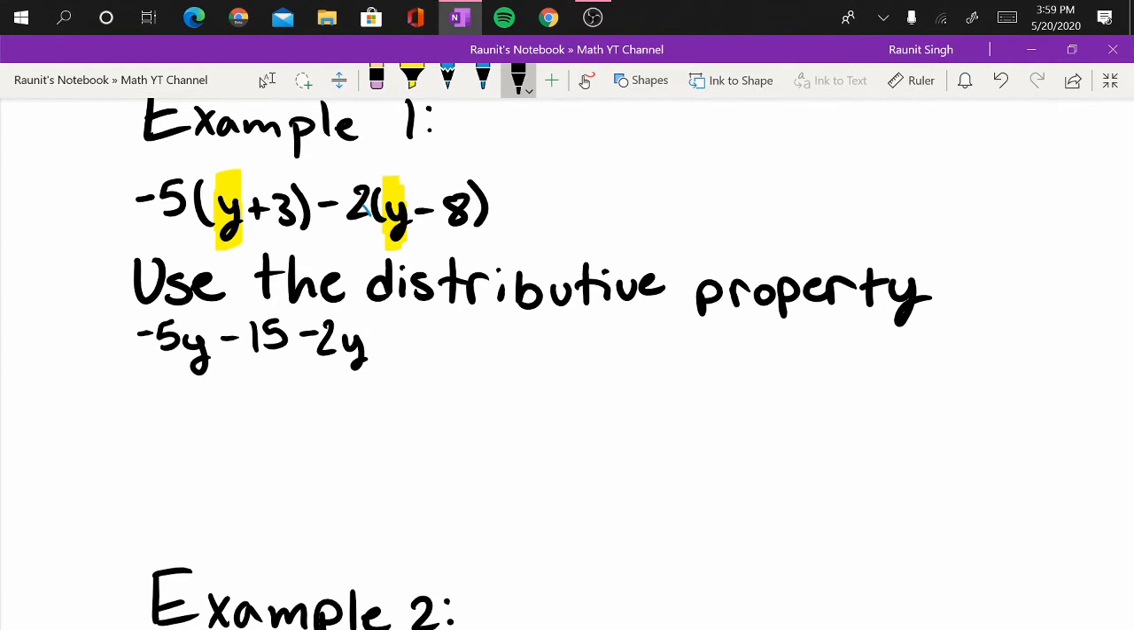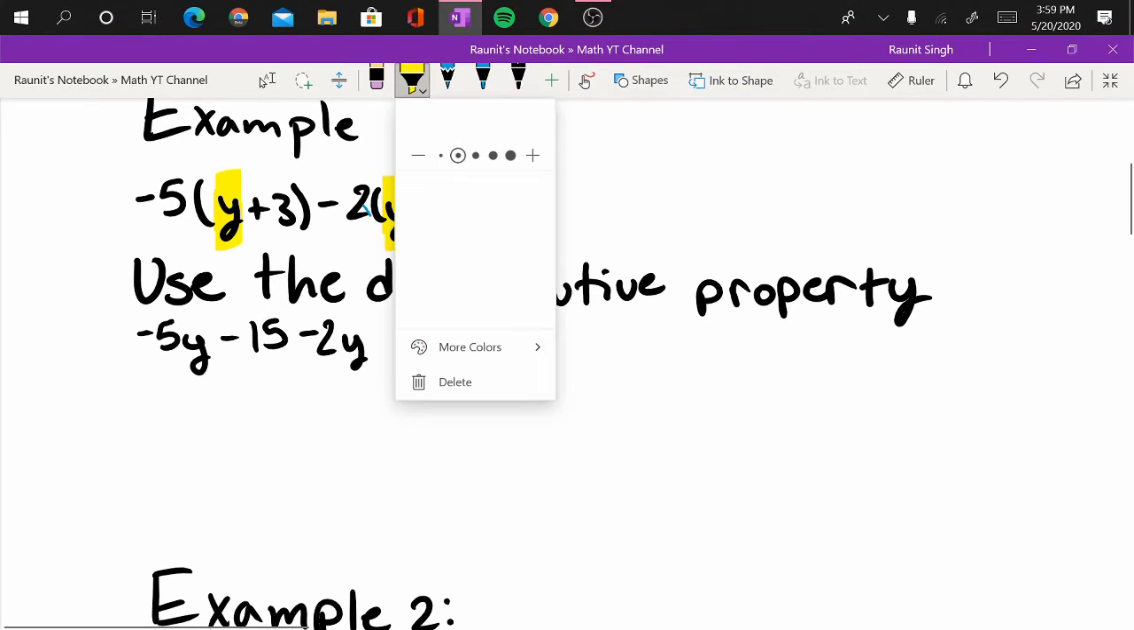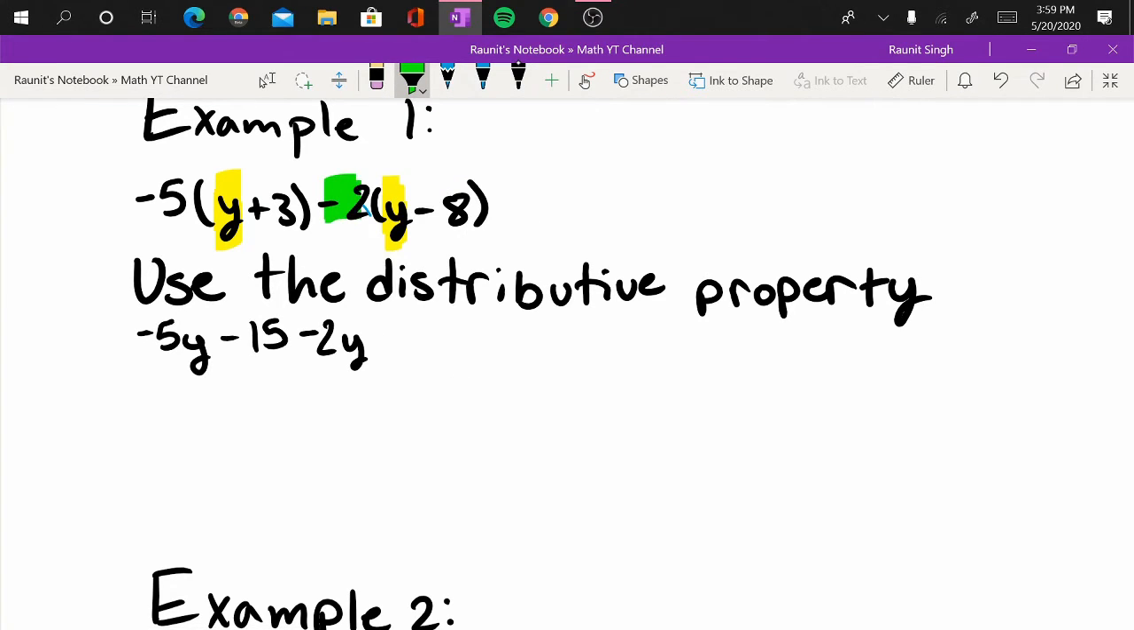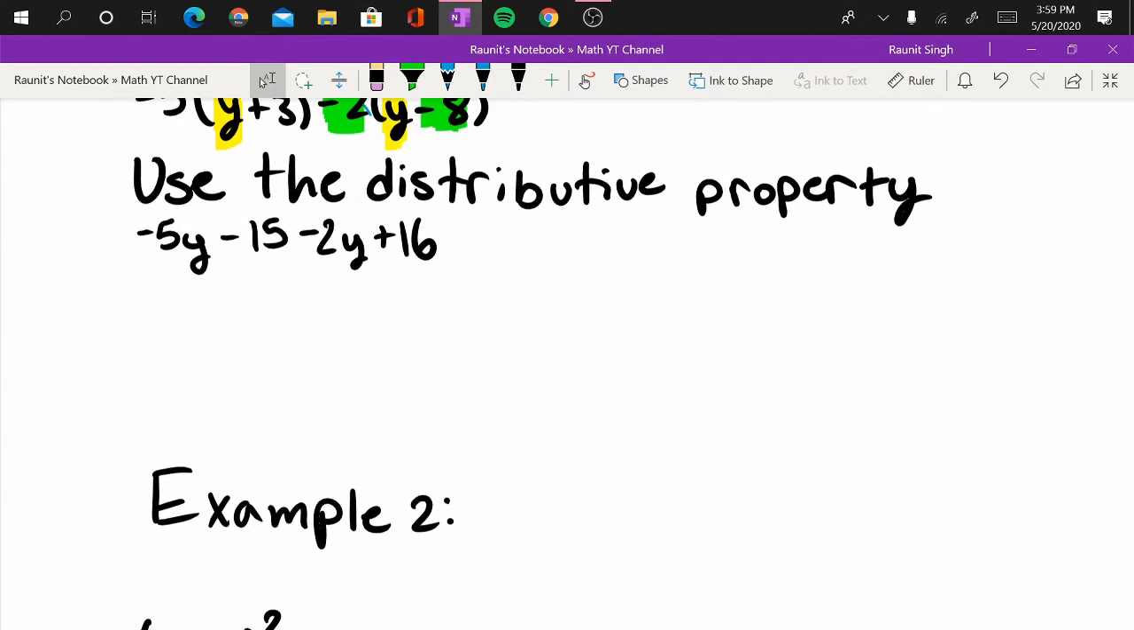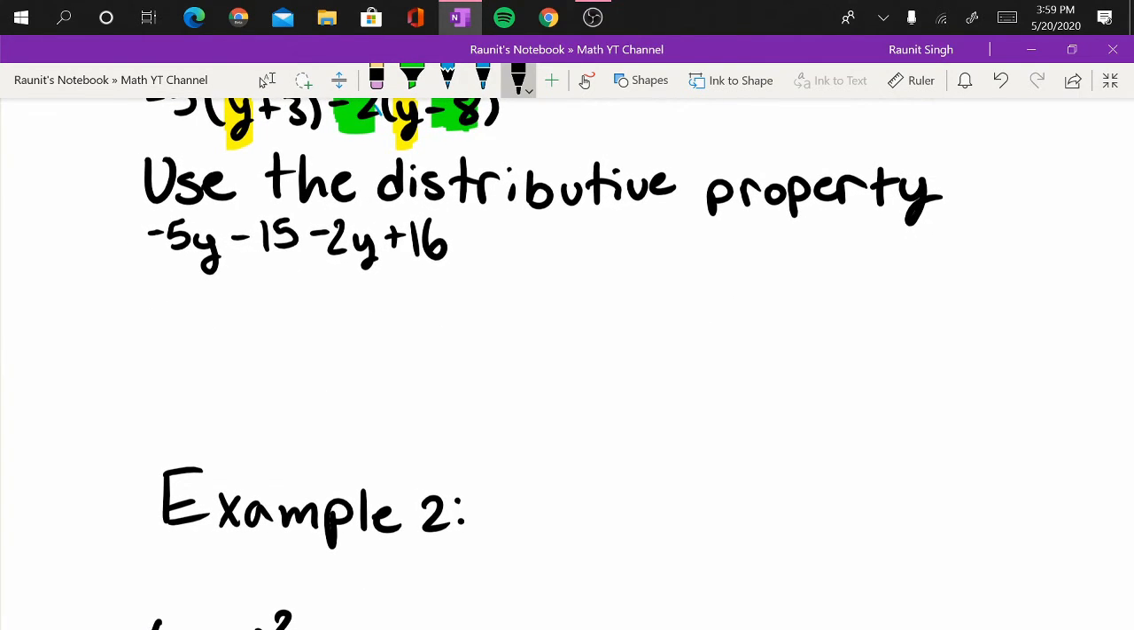And then over here we have a negative times a negative. Right here negative, and then right here negative. So that's going to result in a positive number, which will give you 16. So you're going to get positive 16. Now all we have to do is simplify the equation, and we get negative 5y minus 2y is equal to negative 7y, and then negative 15 plus 16 is equal to plus 1.